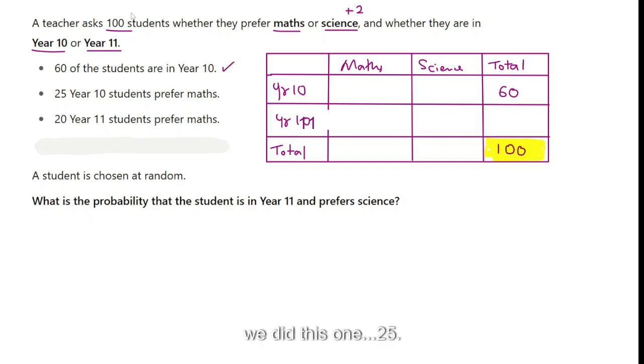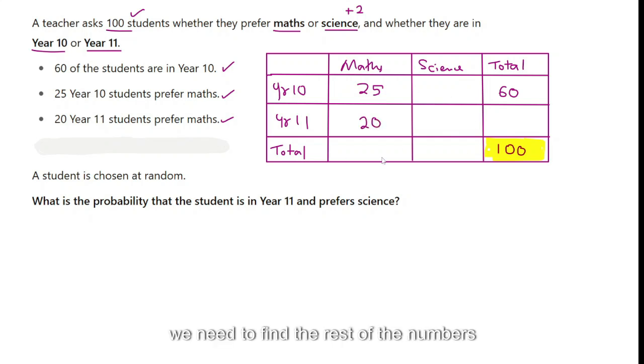Now we did this one. 25 year 10 students prefer maths. Okay, year 10 maths, that's 25. 20 year 11 students prefer maths. Okay, so year 11 maths students, 20. Now we need to find the rest of the numbers. Now that's actually quite easy.